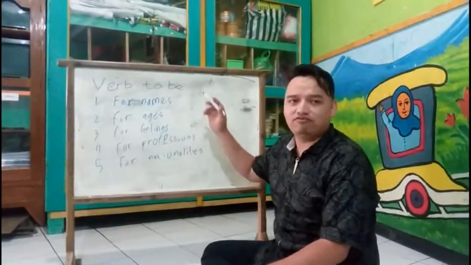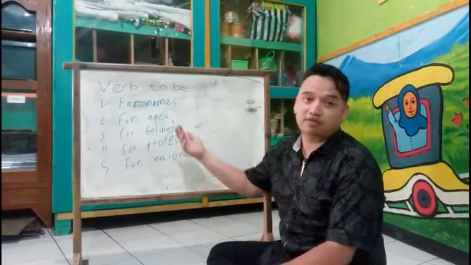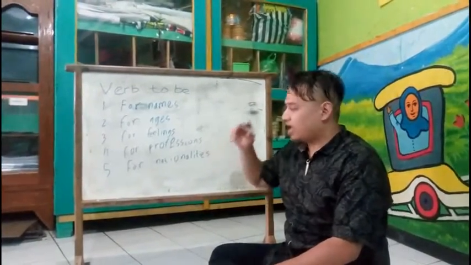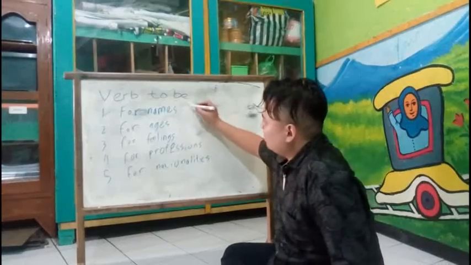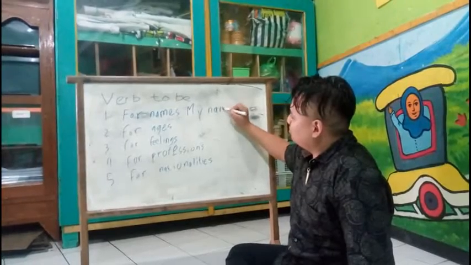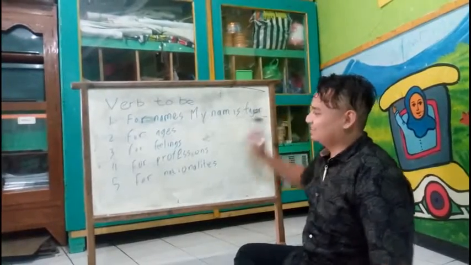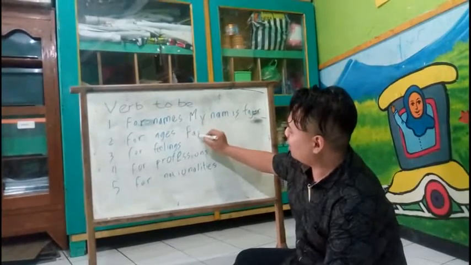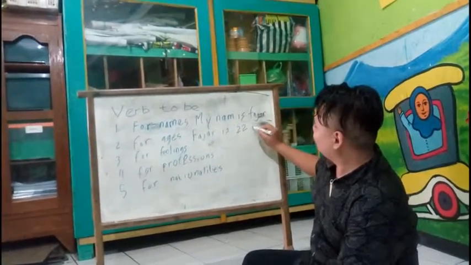Okay, next I will give you some example sentences, and there are five examples for names, for ages, for feelings, for professions, and last for nationalities. First, for names. Example: my name is Fajar. And for ages, Fajar is 22 years old.